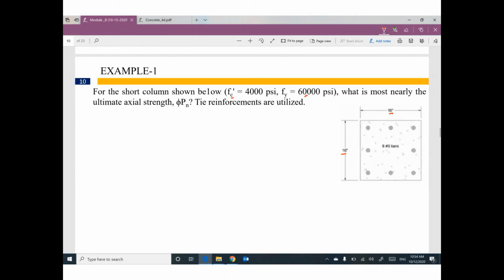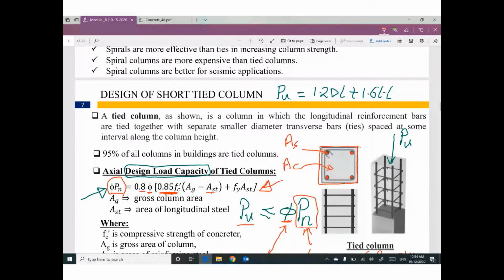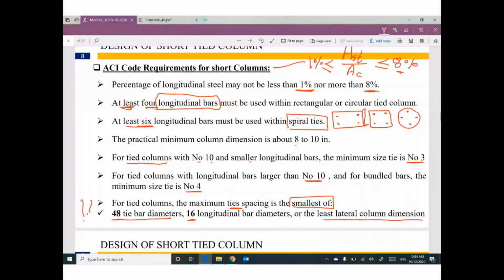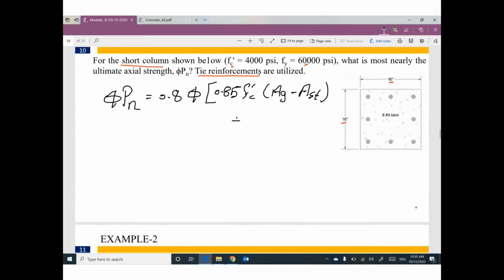Guys, this column is a short column. Tie reinforcement is used, so this column will be considered a tied column under short column. We are looking for the value of phi Pn. This value equals 0.8 phi times 0.85 F prime C times (area gross minus area steel) plus F yield times area steel.